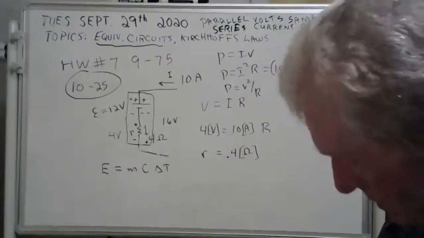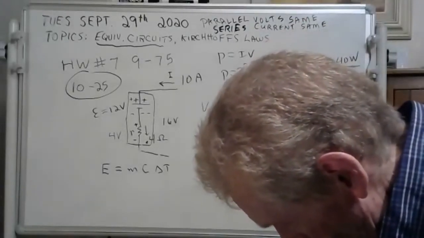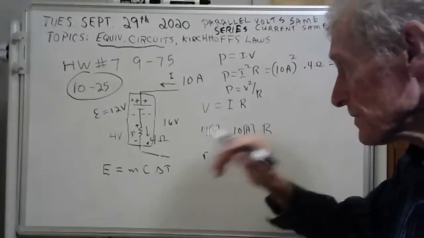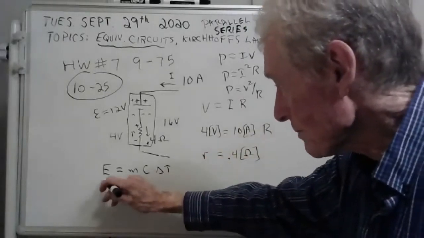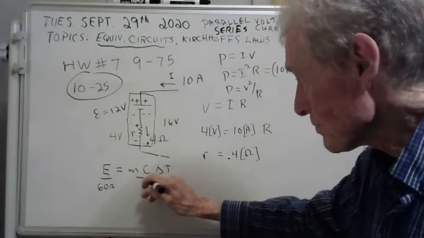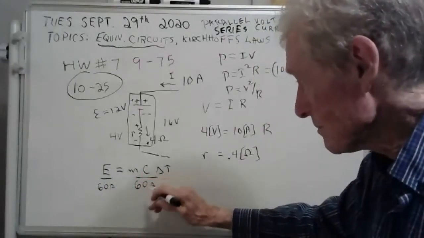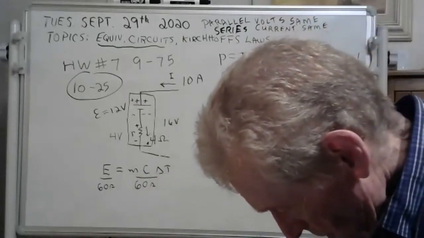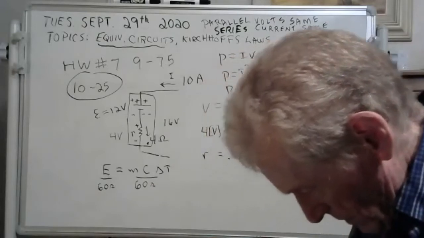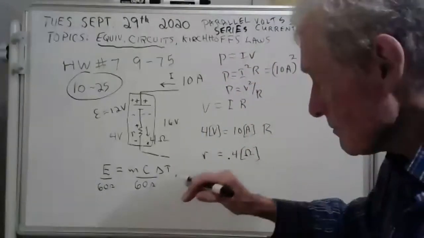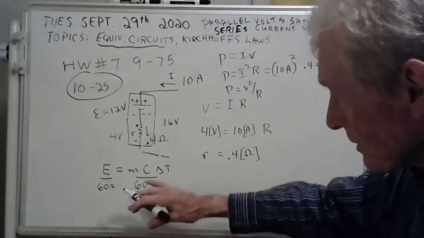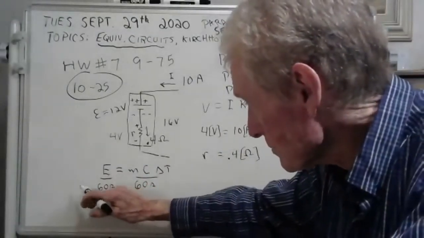And the thing is, they want to know at what rate in Celsius per minute. So they're dividing by a minute. They want to know the energy per minute. Well, a minute is what, 60 seconds? You'd have to divide this by 60 seconds. The energy in 60 seconds should equal the power. Energy per time is power.